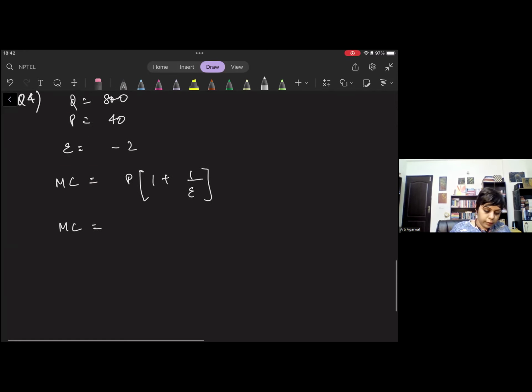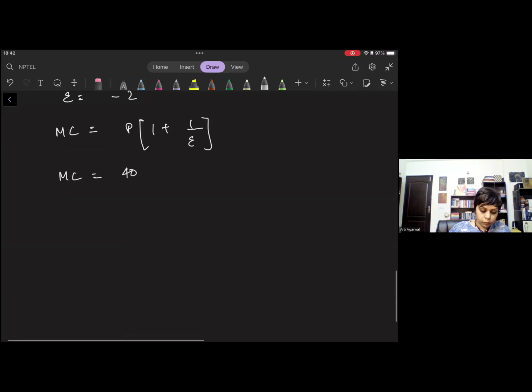So price is given as 400, and this is 1 plus 1 upon -2. Remember, you have to take -2. This is the place where a lot of people mess up with the sign, but the sign is important. So I'm just going to rewrite this, to avoid any confusion, because in this formula we have marginal cost in terms of price elasticity of demand.